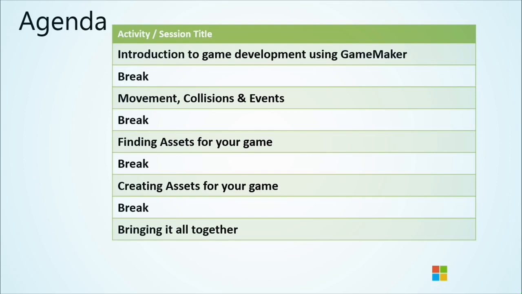Next, we're going to go to finding assets for your game. When you build a game, you obviously need characters, blocks, enemies, things to fight against. And when you're fighting against them, you need the assets to be able to do that. First, we're going to show you how to find them on the internet. And then the next module, we're going to show you how to create your own. That one's going to be a lot of fun.